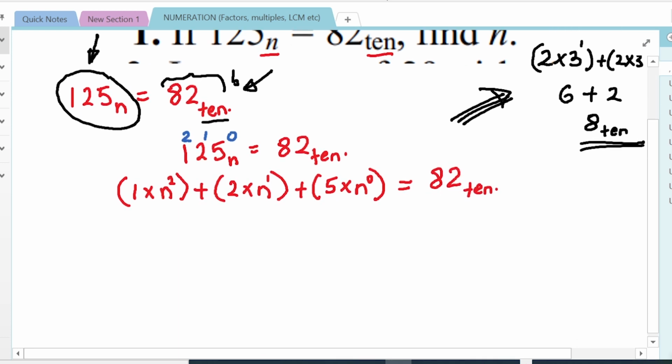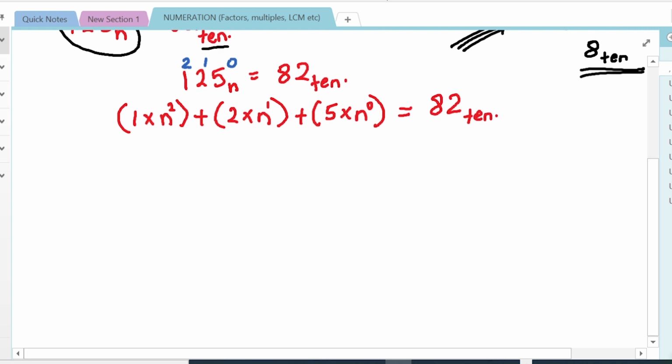So now we continue with our working there. So this is going to become 1 times n squared, that is going to be n squared, plus 2 times n, which is 2n, plus 5 times n to the power 0. Any number to the power 0 is 1, so 5 times 1 is 5. That is going to be equal to 82 base 10. So even if we do not put the base 10 thing now, let's proceed like that. So now you realize that we are ending up with a quadratic equation. n squared plus 2n plus 5 is equal to 82.